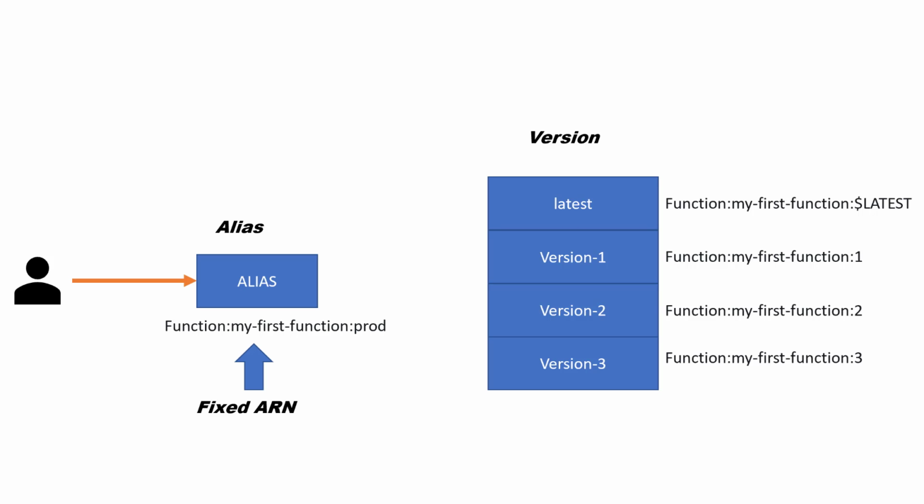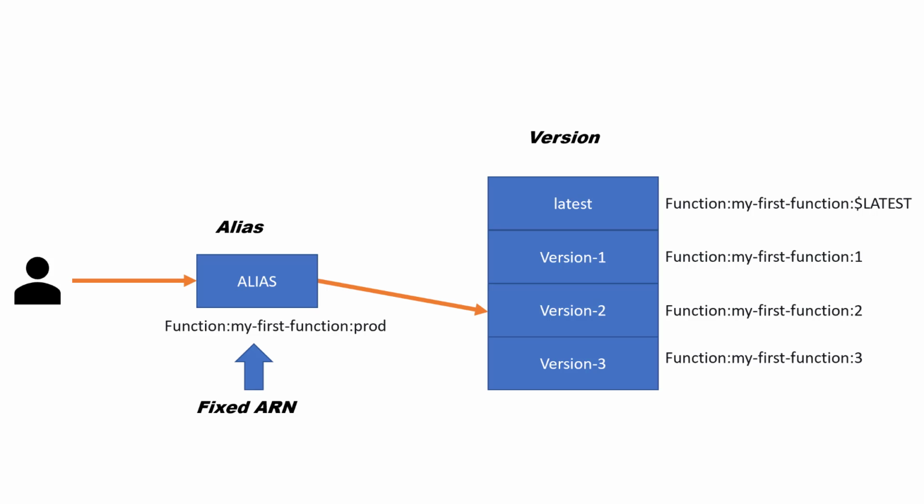Now alias is there to avoid that headache. What alias does is that alias has a fixed ARN which is connected to the client. So if you have the alias connected to version 1, you just need to update the alias to connect it to version 2, and there is no change that needs to be made at the client end. So that's the difference between alias and version.